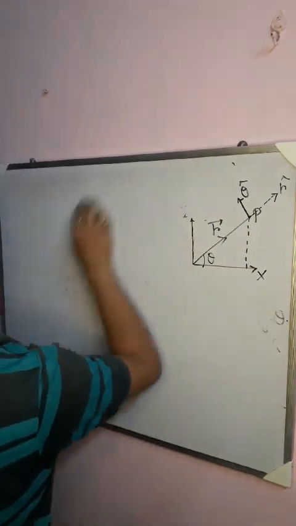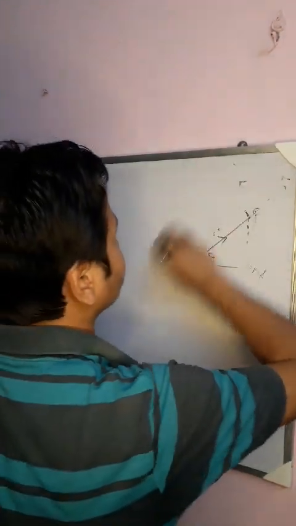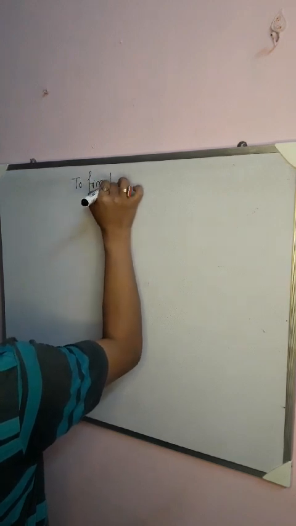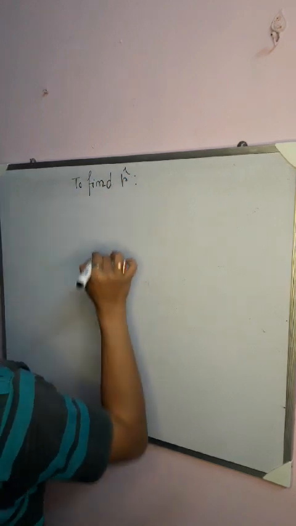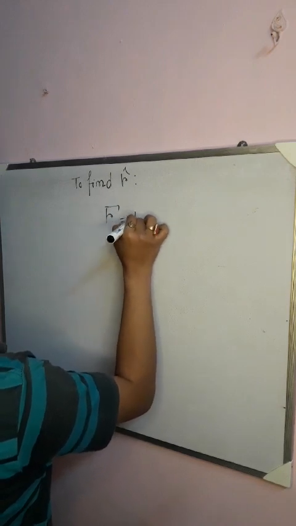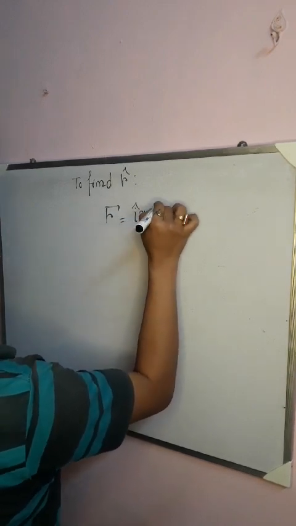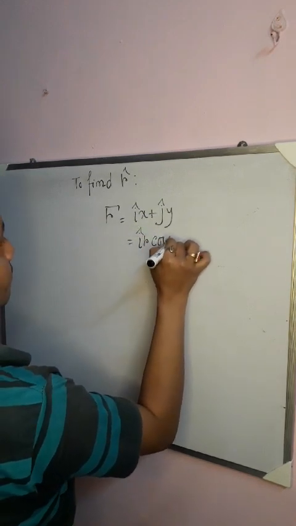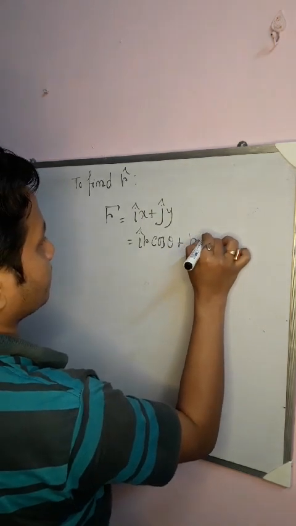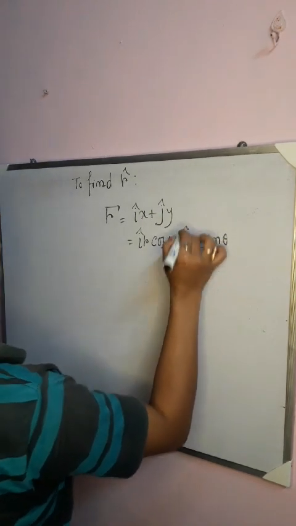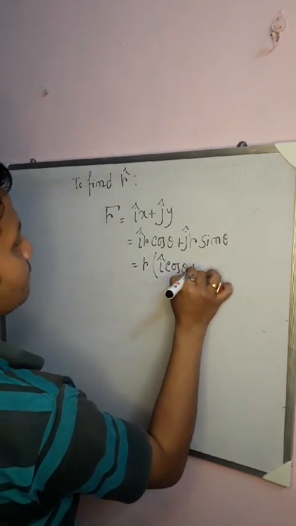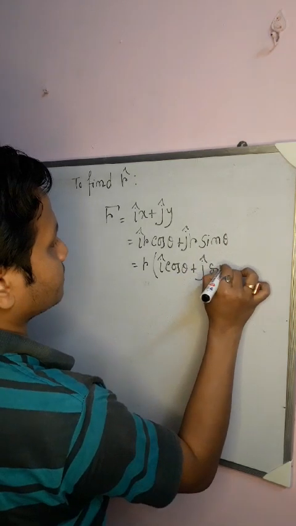Now let's find what the values of these unit vectors are. First of all, to find r cap. In Cartesian coordinates we write this. Now in the polar coordinate system, x is r cos theta and y is r sin theta. If you take r common, that is i cap cos theta plus j cap sin theta.